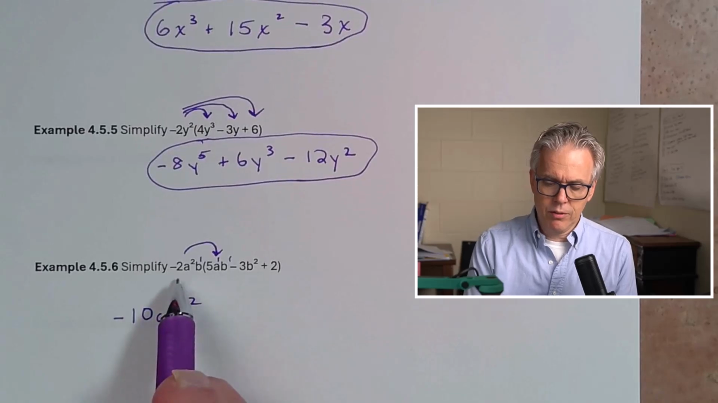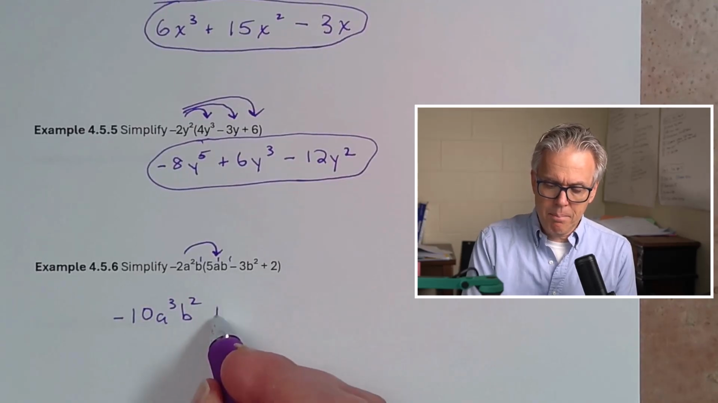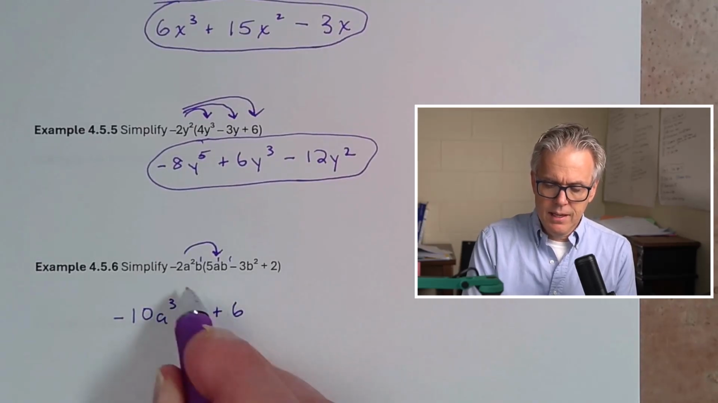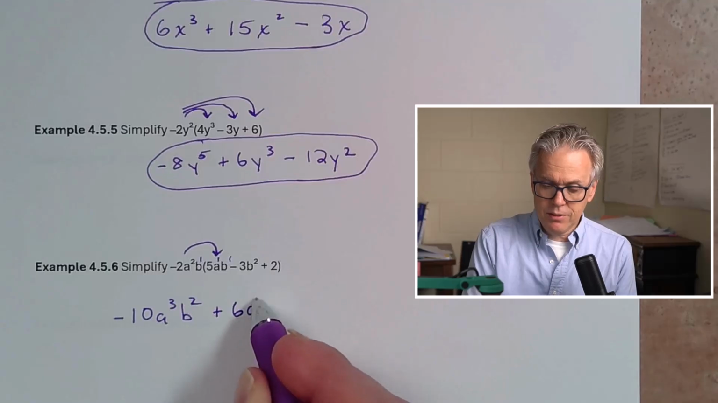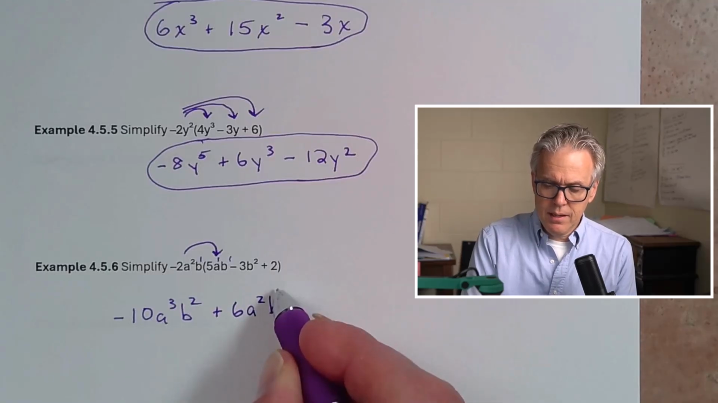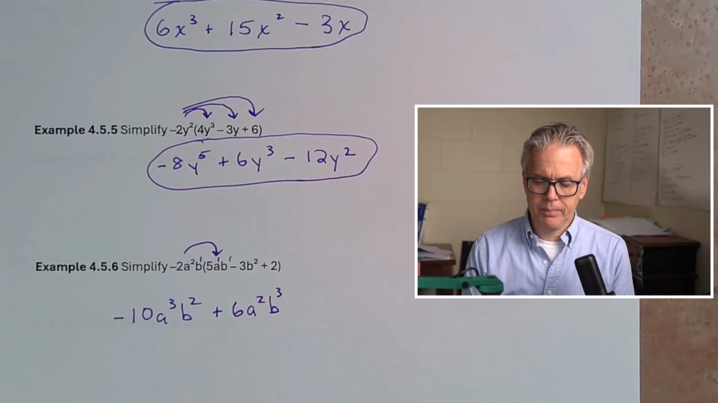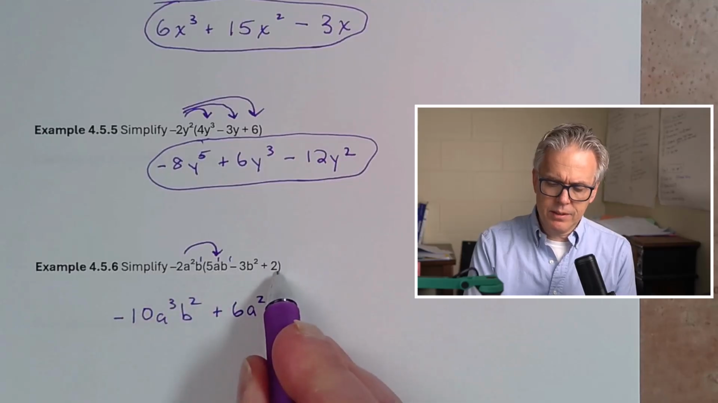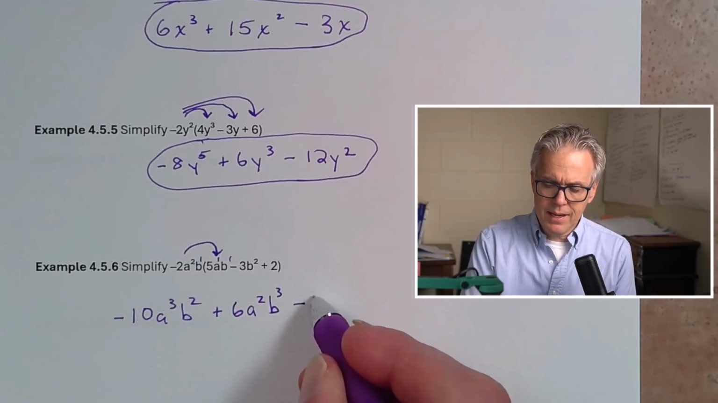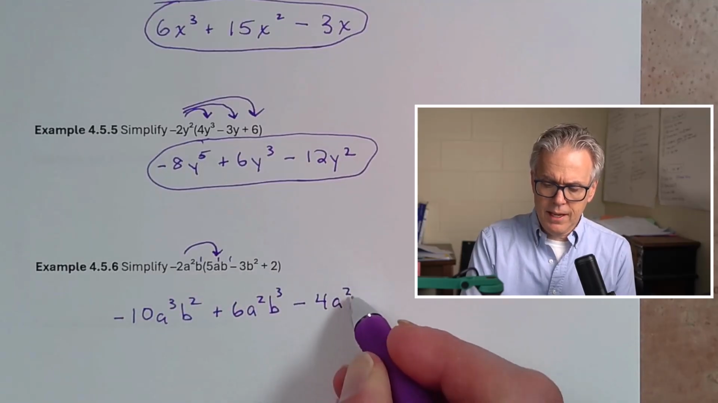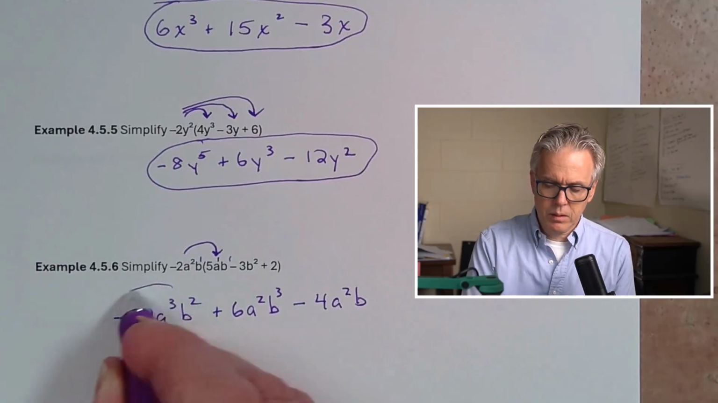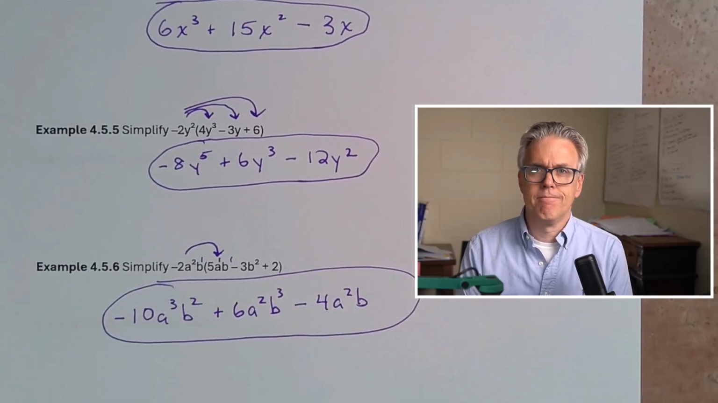How about this next one? So negative 2 times a negative 3 is going to be a positive 6. A squared, it's just going to be a squared. And then b cubed. This last one, negative 2 times a positive 2, it's going to be a minus 4. And then we'll have a squared b. Hope that helps.